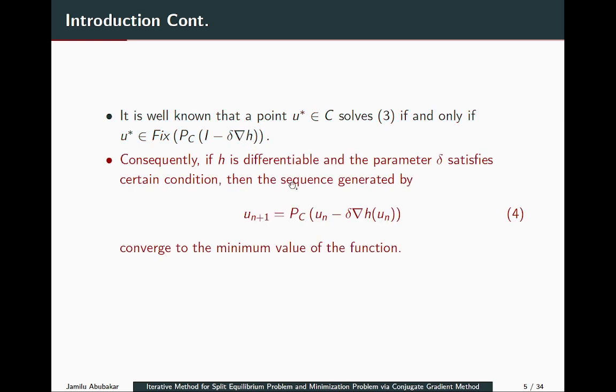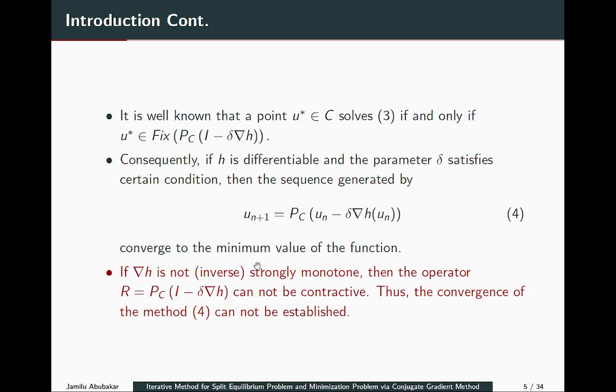So consequently, this prominent iterative method, the gradient method, was developed based on this fact, and it has been shown that if certain conditions are satisfied, then this iteration converges to the minimum value of the function. And some of these conditions that need to be satisfied is that the gradient here needs to be inverse strongly monotone or strongly monotone. In a situation where this operator is not inverse strongly monotone or strongly monotone, then the whole operator here will fail to be contractive.